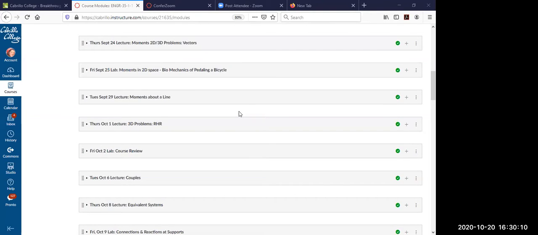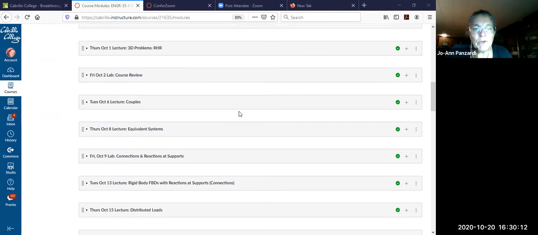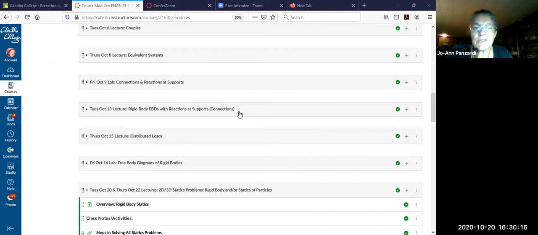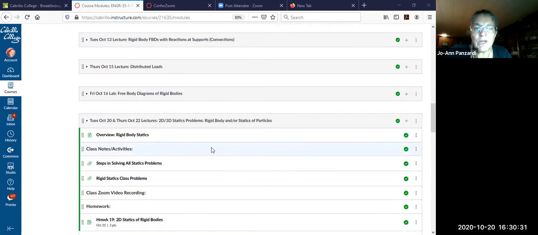We did moments about a line. We learned about couples, equivalent systems. We learned about all those connections and the reactions at the supports. Remember, the words connections and supports are synonymous. They're the thing that connects things together. And we found out what the reactions at supports are. And then the last thing we did was distributed loads.